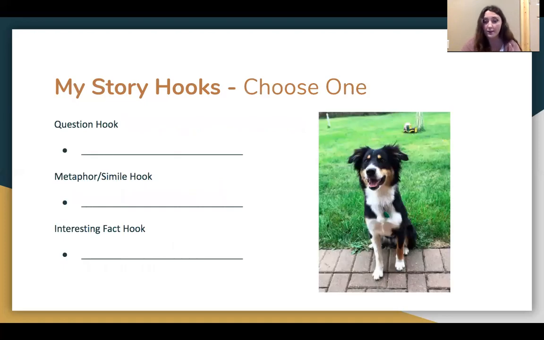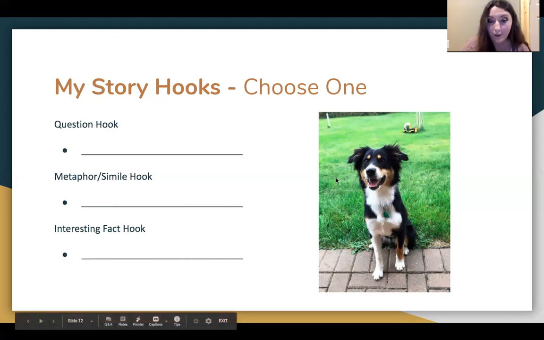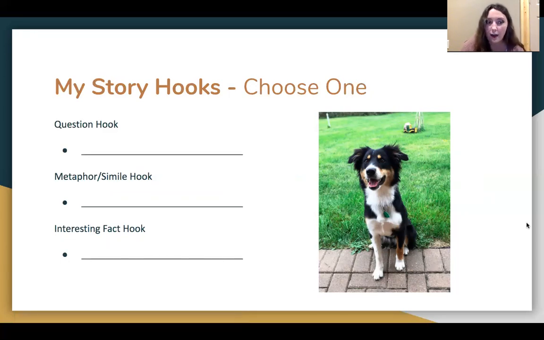So I'm asking you guys to choose one of those three hooks and write one for a story that I could use about my dog Molly. I attached a picture here of what my dog Molly looks like because you guys don't know her quite as well as I do. But that way you could have something to look off of for ideas of what your hook could be about. So it could be a question hook, a metaphor or simile hook, or an interesting fact hook about my dog Molly. So go ahead, pause the video, and write your idea of a hook in your writer's notebook so I can see it later, and then play the video again once you have your hook created.